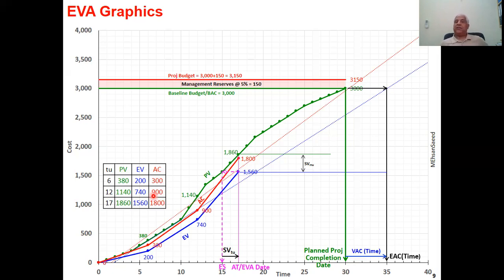So we do the same exercise as we did for schedule. If we compare the red and blue lines, we have earned 1,560 at a cost of 1,800. So that is straight away our cost variance. And because we are overspending, our cost variance is 1,560 minus 1,800, which is minus 240.